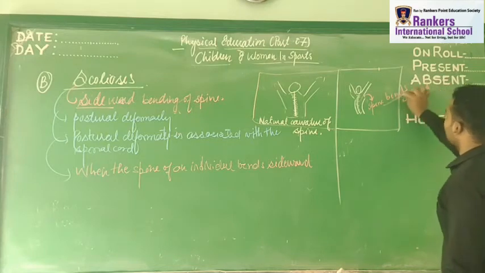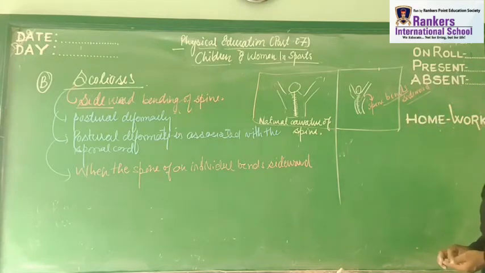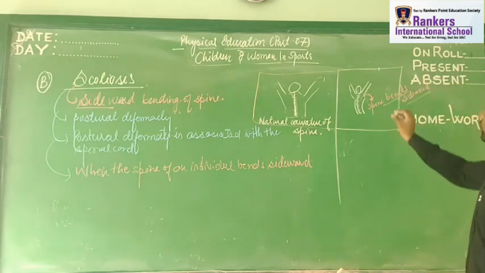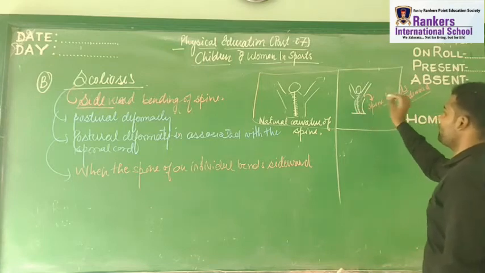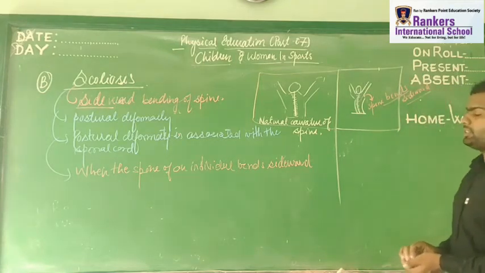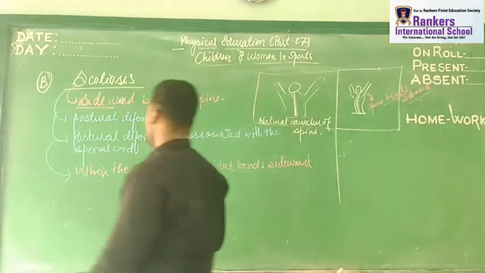So why does this kind of problem occur? This is just because of wrong postural habits. Scoliosis is a problem when the spine of an individual is bent sideward. Now we understand. Now we are going to learn what are the causes of scoliosis.